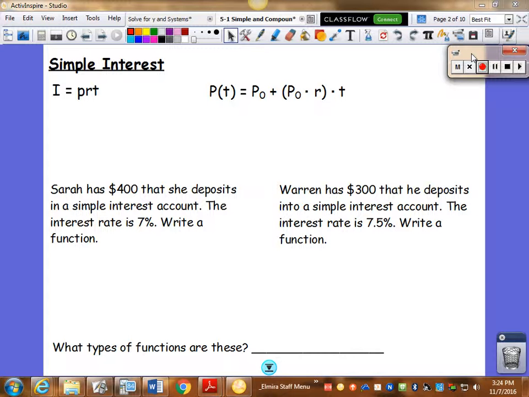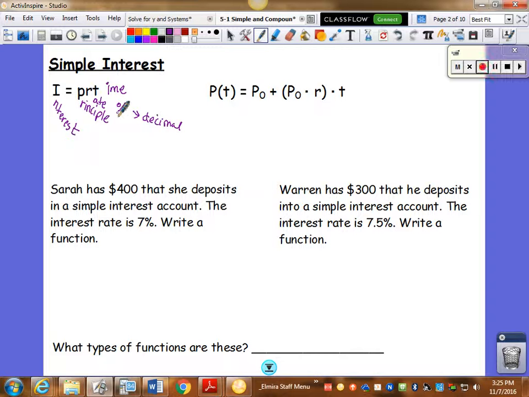Probably if you think back to an earlier grade level, you learned the formula I equals PRT, where you can find the interest if you know the principal times the rate, but the rate is usually a percent that we convert to a decimal, times the time. Okay, so interest equals principal times rate times time.